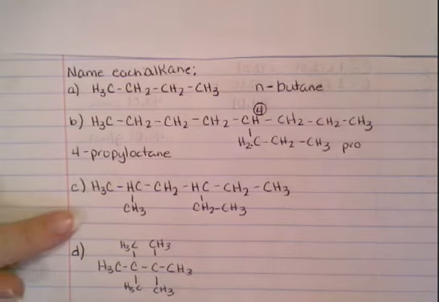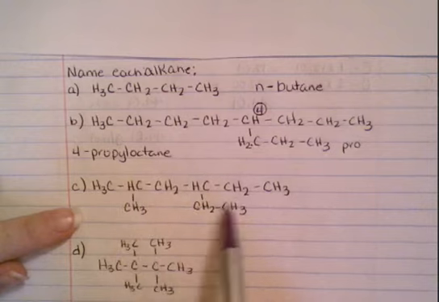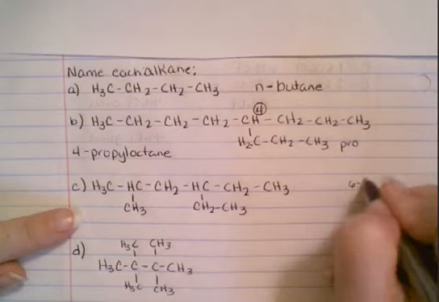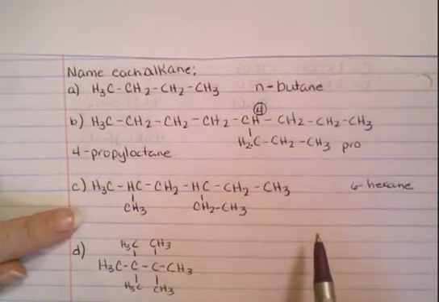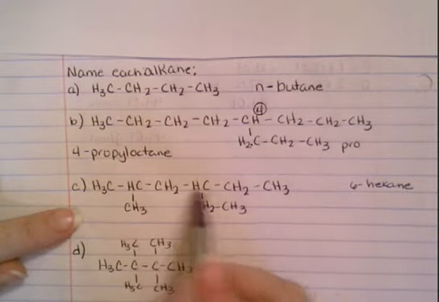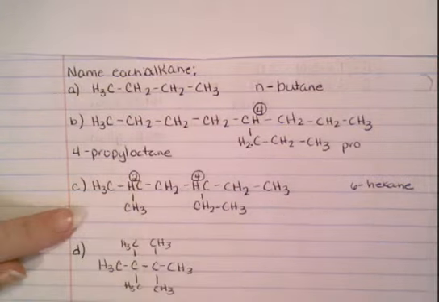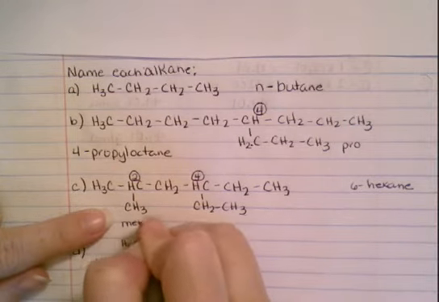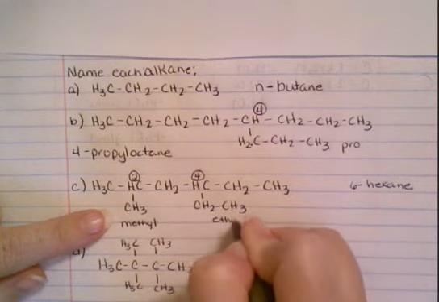Now in C, when we look at it, we want to find the longest chain. So I'm counting through, I get 1, 2, 3, nope, 1, 2, 3, 4, 5, 6. So we know we have 6, which is hexane. Now we want to find the ones that have the smallest numbers, so I have 1, 2, 3, 4, 5, 6, or 1, 2, 3, so the 2 is smaller. Now, what is coming off of the 2? Well, it is just 1, so this is a methyl. And the 4 has 2, so this is an ethyl.